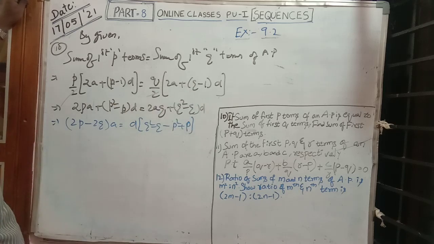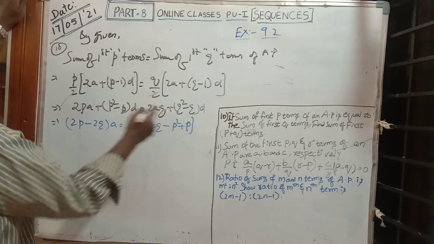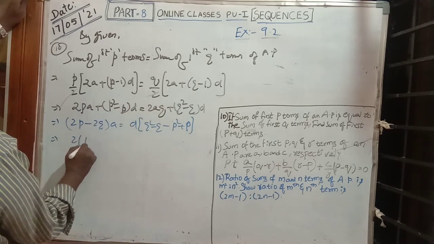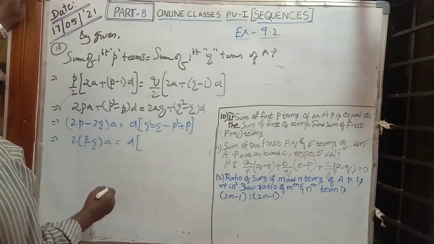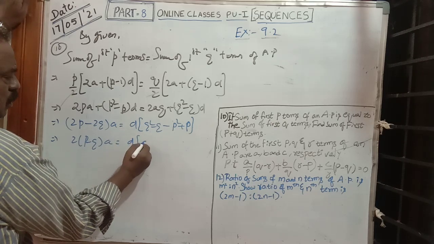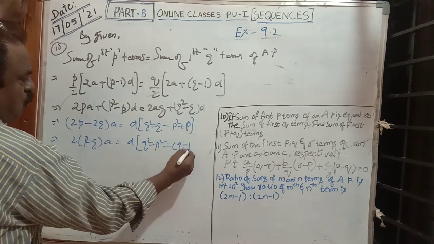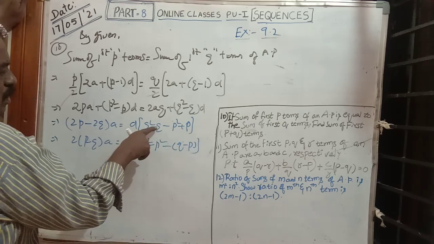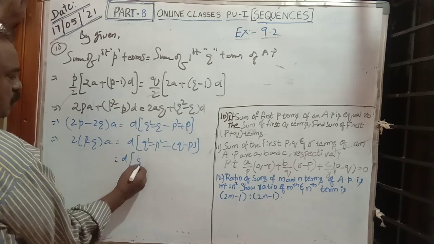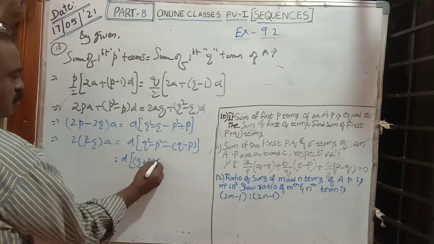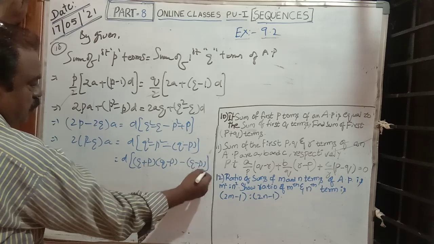It goes to that side. q square minus q minus p square plus p. It is 2 of p minus q into a equals d of q square minus p square minus of q minus p. Q square minus p square is q plus p into q minus p.